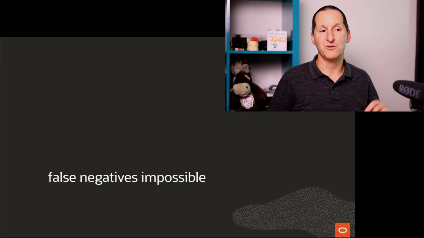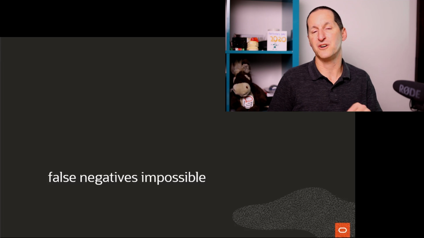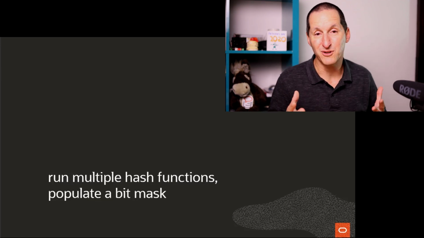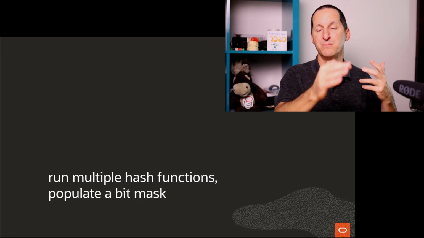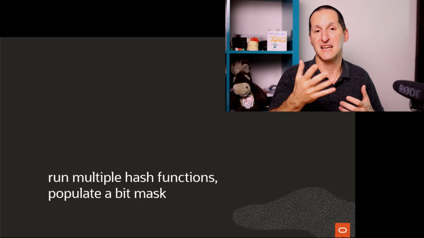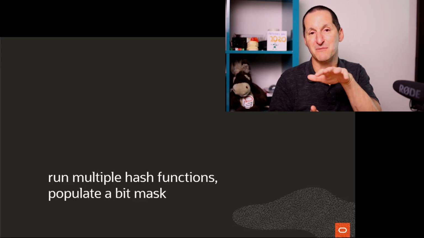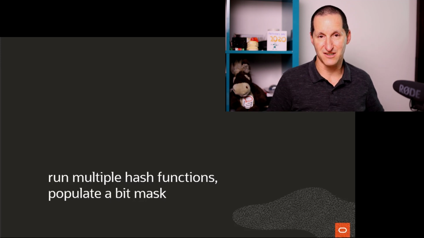However, with a bloom filter, false negatives are impossible. If the bloom filter says, nope, you don't need to do any more work with this data, you can guarantee that that is not the case. The way a bloom filter works is you have some incoming data, and it runs through multiple hash functions, and those hash functions basically return bits. What you're doing is building up a bit mask segment in memory, and then you use that bit mask to do comparisons to other data structures.